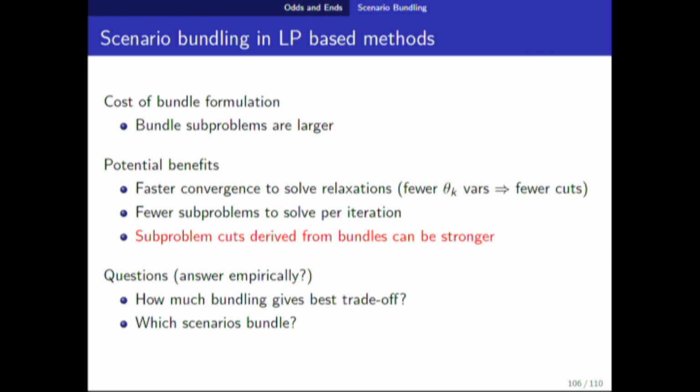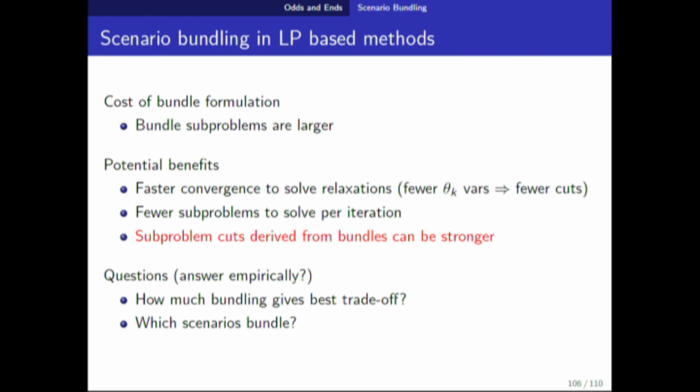And so why would you do that? Why do I bring this up? What might be the benefit? First of all, the cost is that those bundle-based subproblems are larger. If I have 5 scenarios in a bundle, it's 5 times larger than before, so it's not as decomposed as I was before. That's what you pay. But what are the possible benefits? One thing you might get is faster convergence when you're solving all these relaxations. Because if you have fewer theta variables, 1 per bundle instead of 1 per scenario, the number of cuts required to converge might be smaller. That's kind of a heuristic argument, but empirically that might be true.